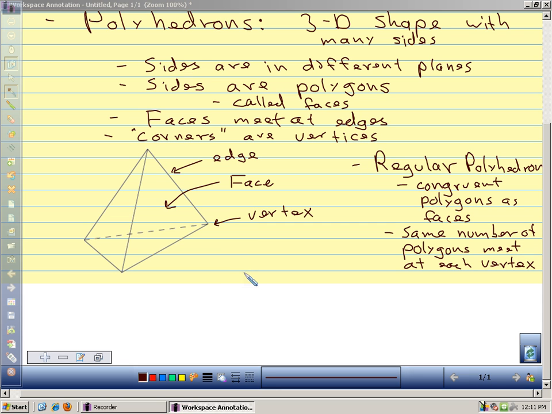Like a soccer ball is made up of different polygons. We have squares and is it hexagons? Squares and hexagons. So that would not be a regular polyhedron because we have different shapes that make it up. But it would be a polyhedron because we have a bunch of different polygons as faces. But it wouldn't be a regular polyhedron.